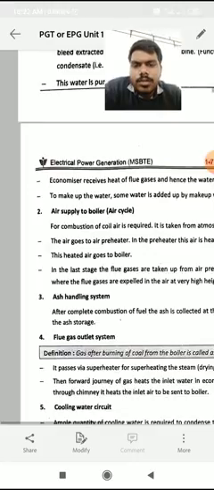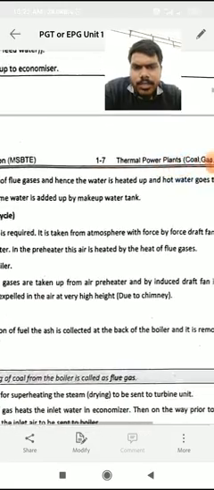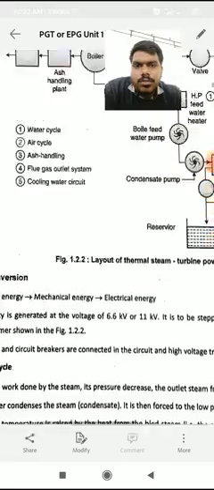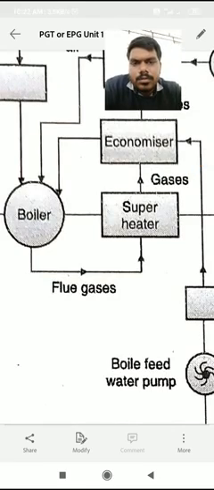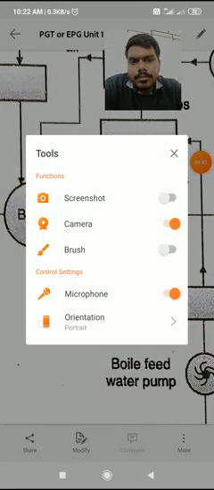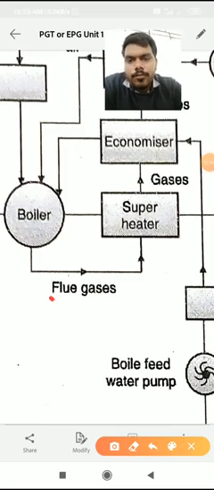It helps in increasing the heat. So in the preheater, the air is heated by the flow of flue gases. Okay, so flue gases are also flowing through this. Just see that. Okay, so flue gases are flowing like this.